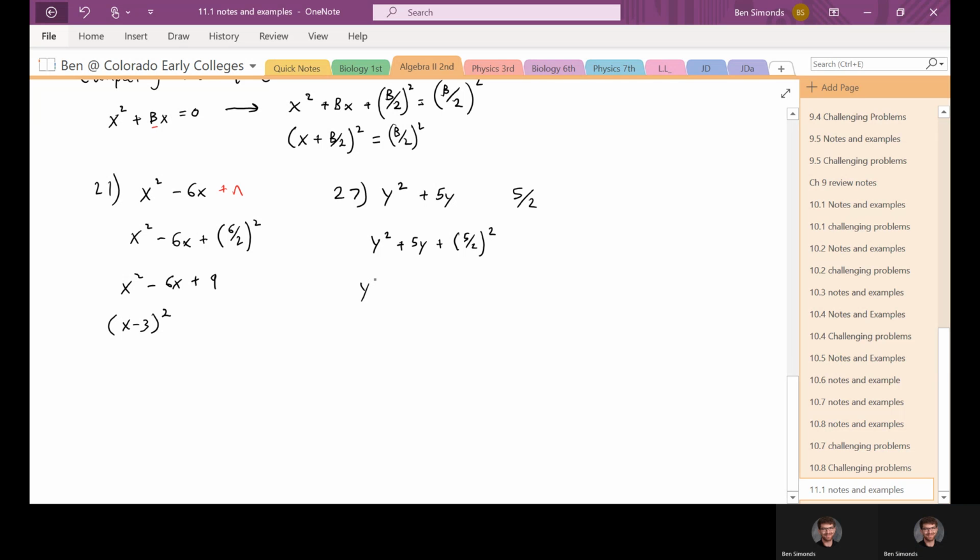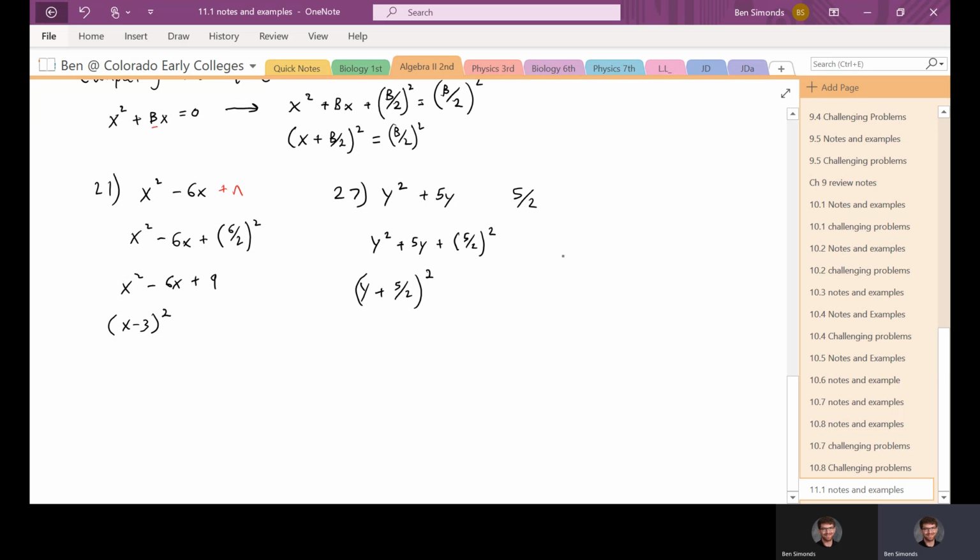So now we can take y plus 5 over 2 squared, and we know it'll work out, right? Because our first terms will be y, right? Y squared. Our inner and outer terms will both be 5 halves y, so we'll have 5 halves y plus 5 halves y for a total of 5y. And our last terms will be 5 halves times another 5 halves, right?